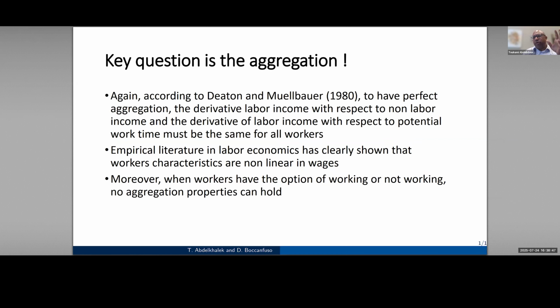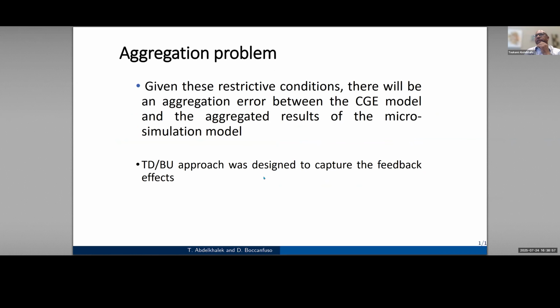But I think we have no time to go into them. We will just send you this presentation if you want to see the aspects we introduce here. So that's what we know as the aggregation problem. Given this restrictive condition, there will be an aggregation error between a CGE model and the aggregated result of microsimulation if we do this separately.